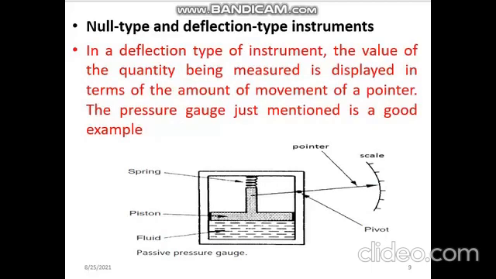Then we also divide them based on the indication type. We have null-type and we have deflection-type. The deflection-type is the one in which whenever the variable we are measuring changes, there will be a movement of a pointer along the scale, just like the pressure measurement device we have just looked at. Whenever this fluid pressure increases, definitely it will compress this spring, and this one will be moving so that we can see the reading. So this one is a deflection type because there is movement of a pointer along a scale.